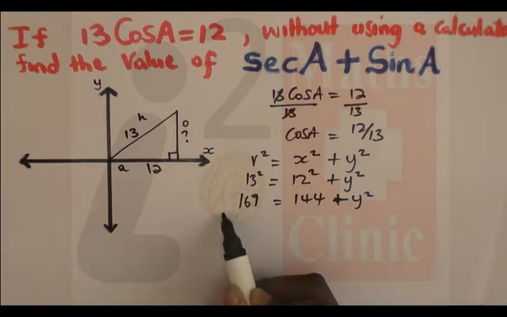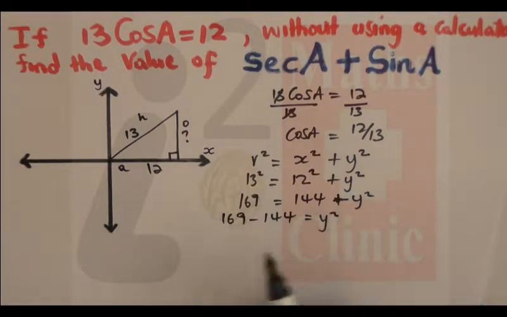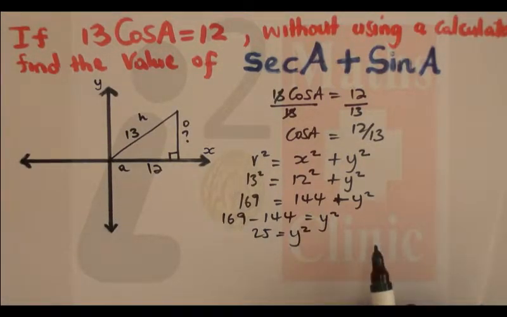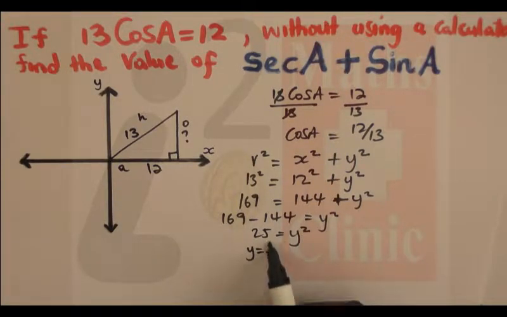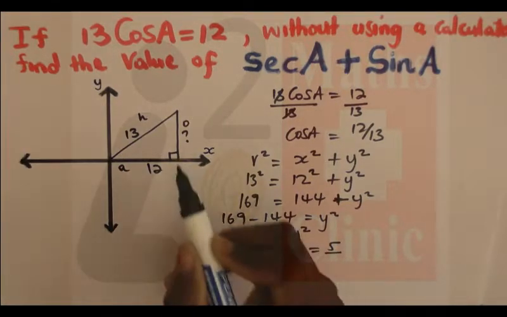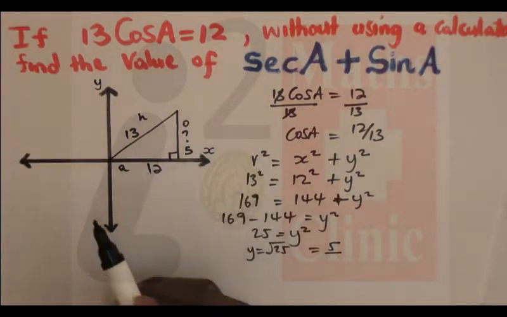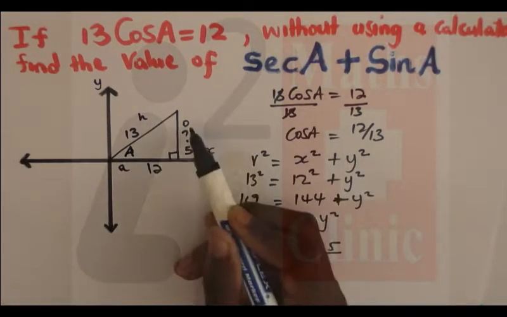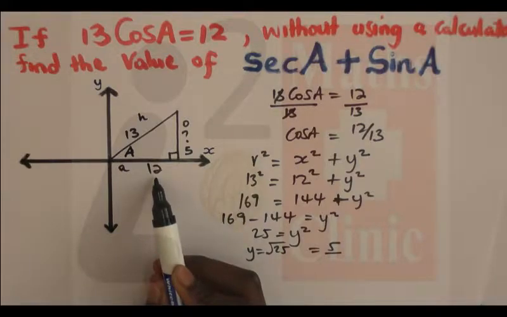So 169 minus 144, solving for y squared, is 25. Then we take the square root, so y equals the square root of 25, which is 5. So the opposite side here is 5. Now in the triangle, for angle A with cos of A equals 12 over 13, we have the opposite side, the hypotenuse side and the adjacent side.